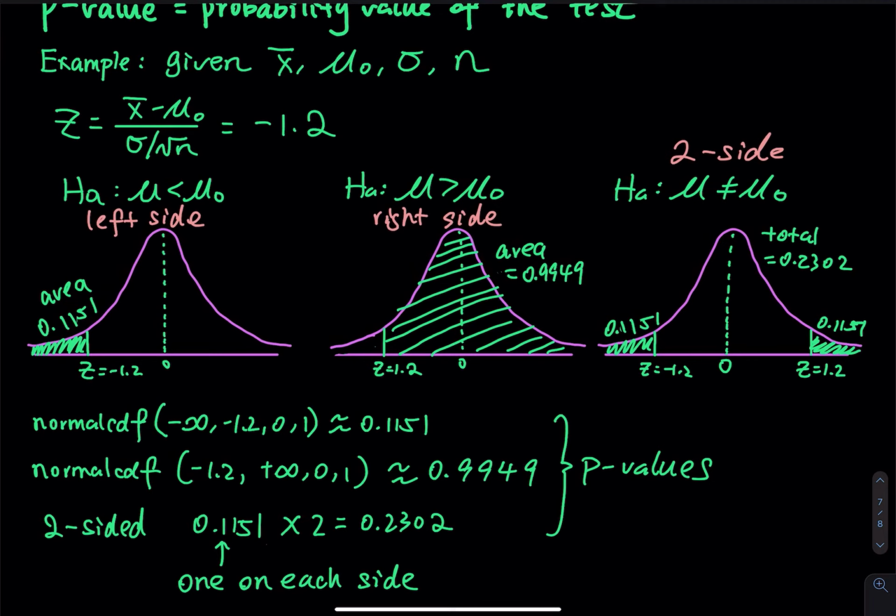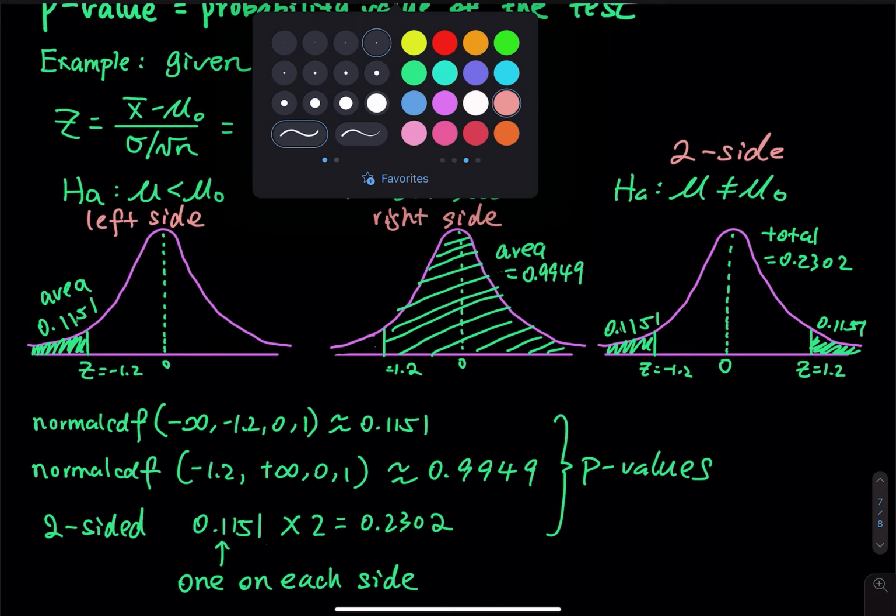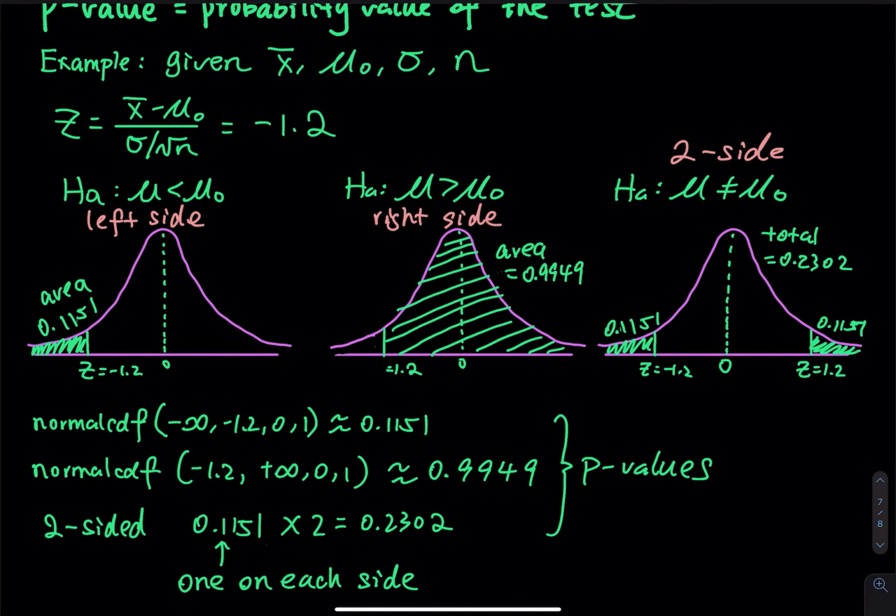What about right side? Right side means you have the area on the right hand side of the negative 1.2. So if you look at my notes carefully, I missed the negative sign. So let me just add that back. So Z is equal to negative 1.2, right? Just fix that. And then you have the area on the right hand side of negative 1.2. So this area is supposed to be big.